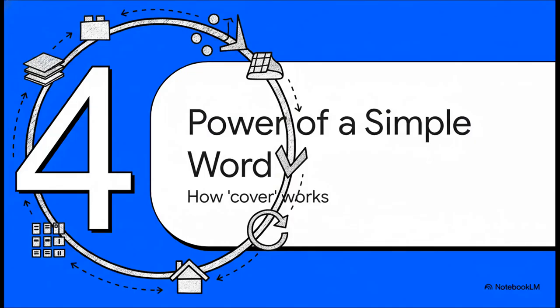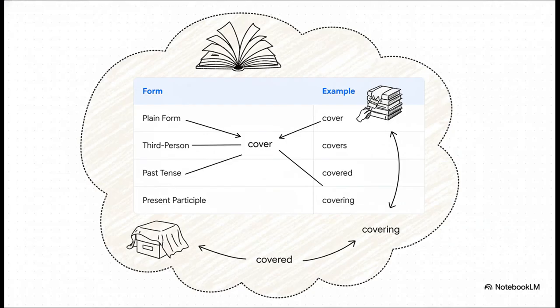Okay, so let's bring it all back to our hero word, cover, and see why it made the cut for this super exclusive list of 850 words. For one thing, it's incredibly versatile. A word like cover isn't really just one word. It's like a whole family. From that one simple word, you can get covers, covered, and covering. So the system gets a ton of mileage out of just one little entry.